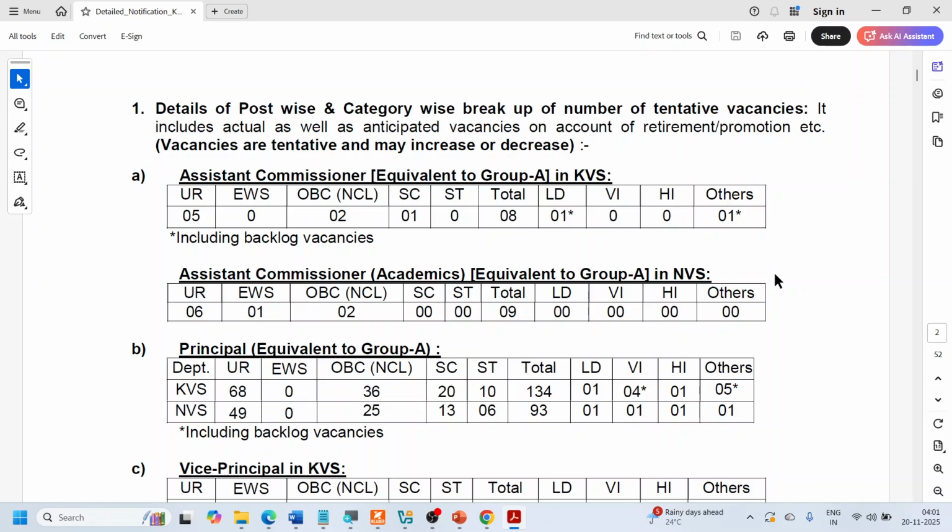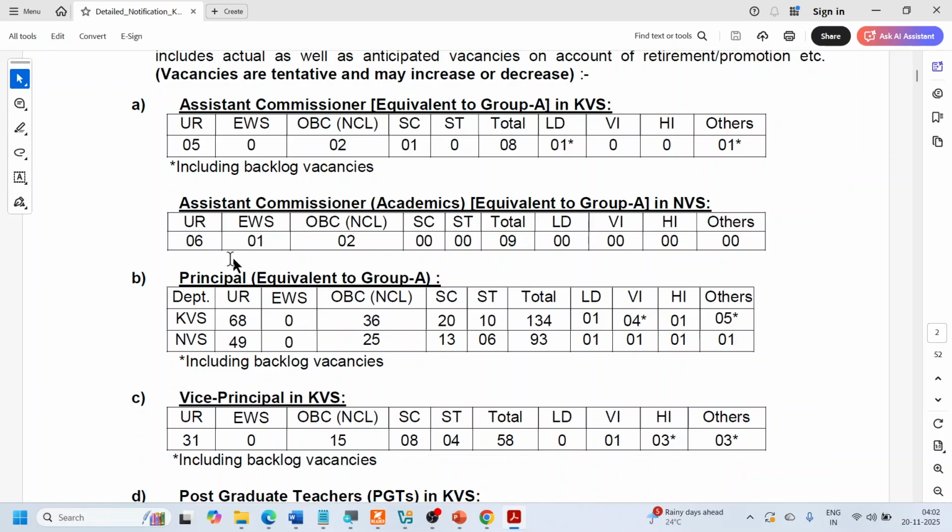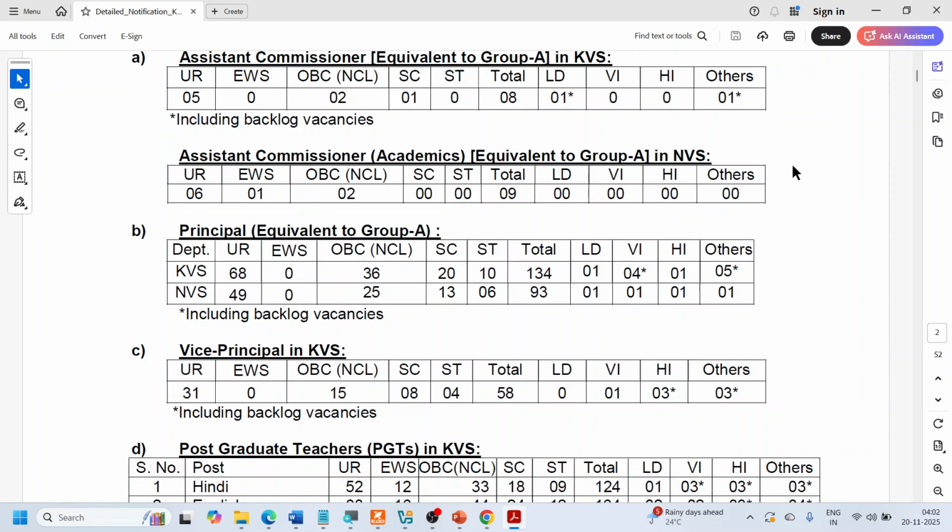The first one, you know very well, is assistant commissioner, assistant commissioner academics and so on. These posts, as a student or as a general person, you will not be able to enter, so don't ever bother about them. Even for the principal, it is not possible directly unless you are already in a government job. So these are not possible.